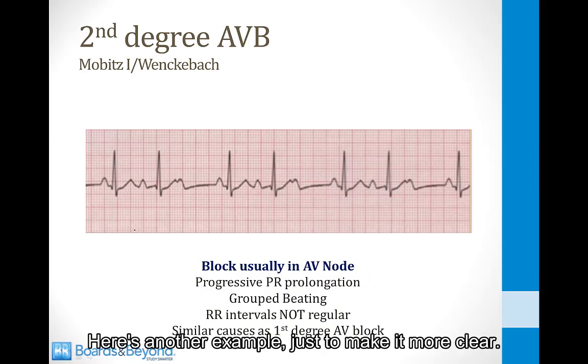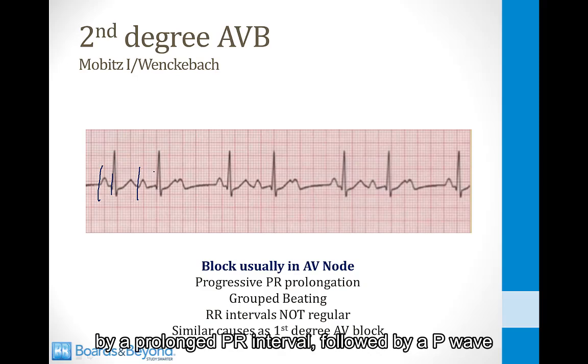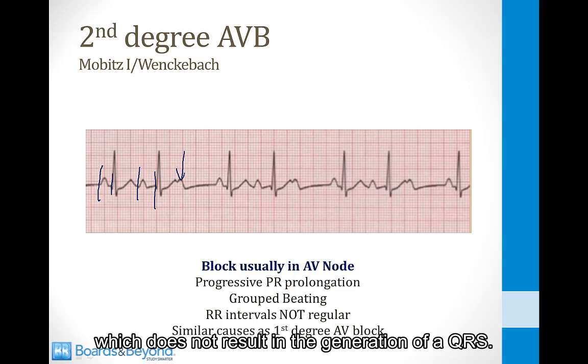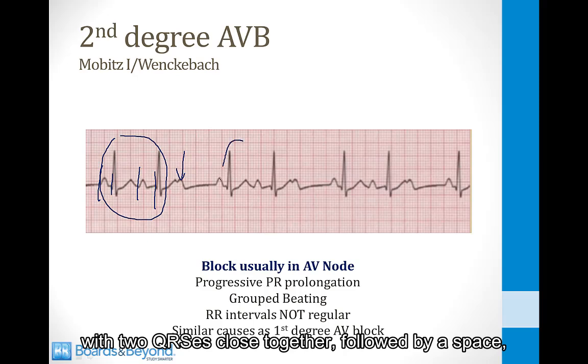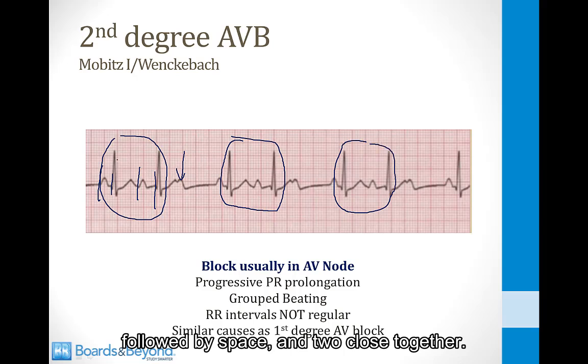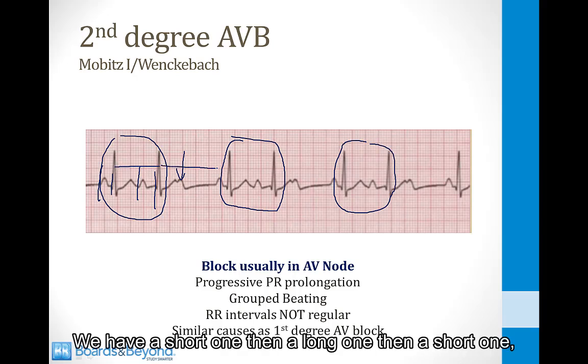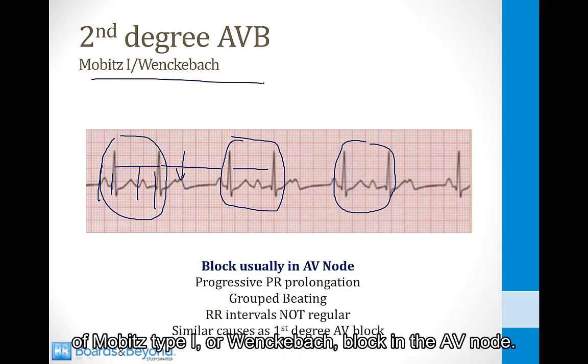Here's another example just to make it more clear. We have a relatively normal PR interval here, followed by a prolonged PR interval, followed by a P wave, which does not result in the generation of a QRS. Notice that we have grouped beating with two QRSs close together, followed by a space, followed by two close together, followed by a space and two close together. These RR intervals are varying. We have a short one, then a long one, then a short one, and these are all classic characteristics of Mobitz type 1 or Wenckebach block in the AV node.